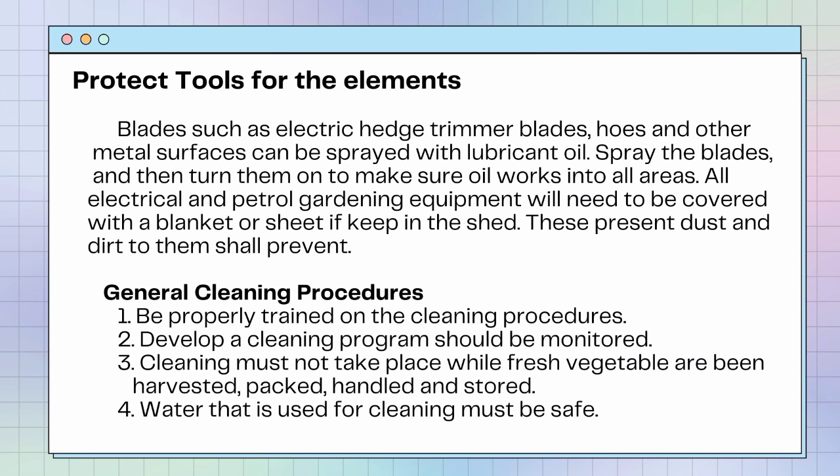Protect tools from the elements. Blades such as electric hedge trimmer blades, hoes, and other metal surfaces can be sprayed with lubricant oil. Spray the blades and then turn them on to make sure the oil works into all areas. All electrical and petrol gardening equipment will need to be covered with a blanket or sheet if kept in the shed. This will prevent dust and dirt from settling on them.